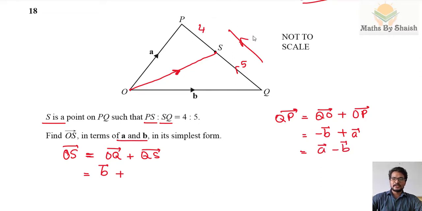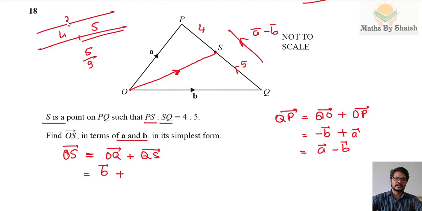So if this total is A vector minus B vector, this total vector, and we want from Q to S only, so it's like the total is 4 to 5, and if we want this share, we take it as 5 over total of the total share, total length, like let's say it is X. In this way QS would be 5 over 9, total 5 plus 4 is 9, of the same direction, that is QP vector. So it is 5 over 9 times A vector minus B vector.